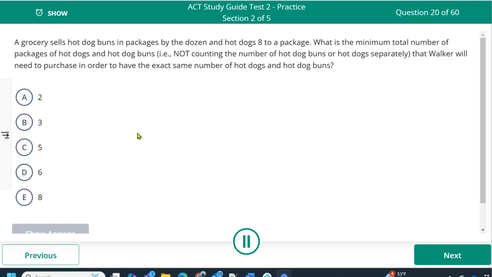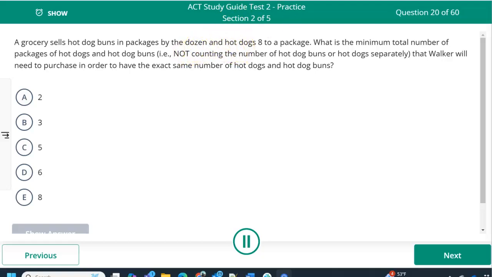A grocery sells hot dog buns in packages by the dozen and hot dogs 8 to a package. What is the minimum total number of packages of hot dogs and hot dog buns, not counting the number of hot dog buns or hot dogs separately? Okay, the number of packages. What is the minimum total number of packages that Walker will need to purchase in order to have the exact same number of hot dogs and hot dog buns?